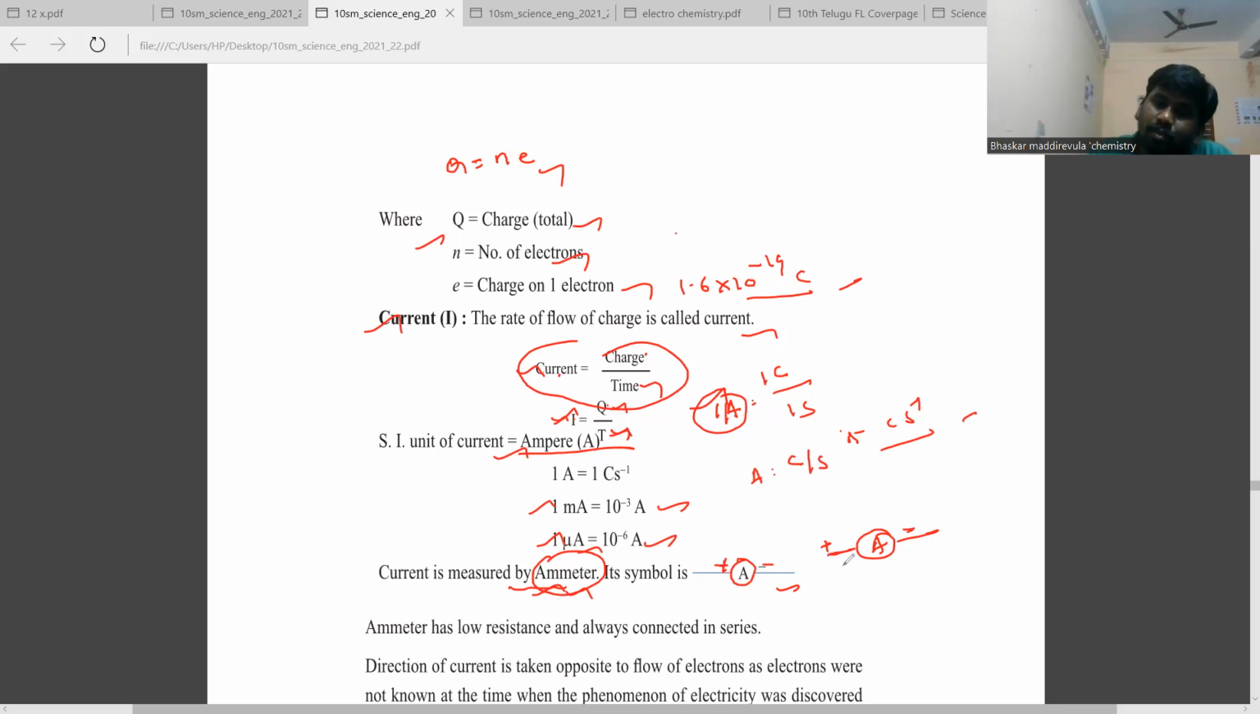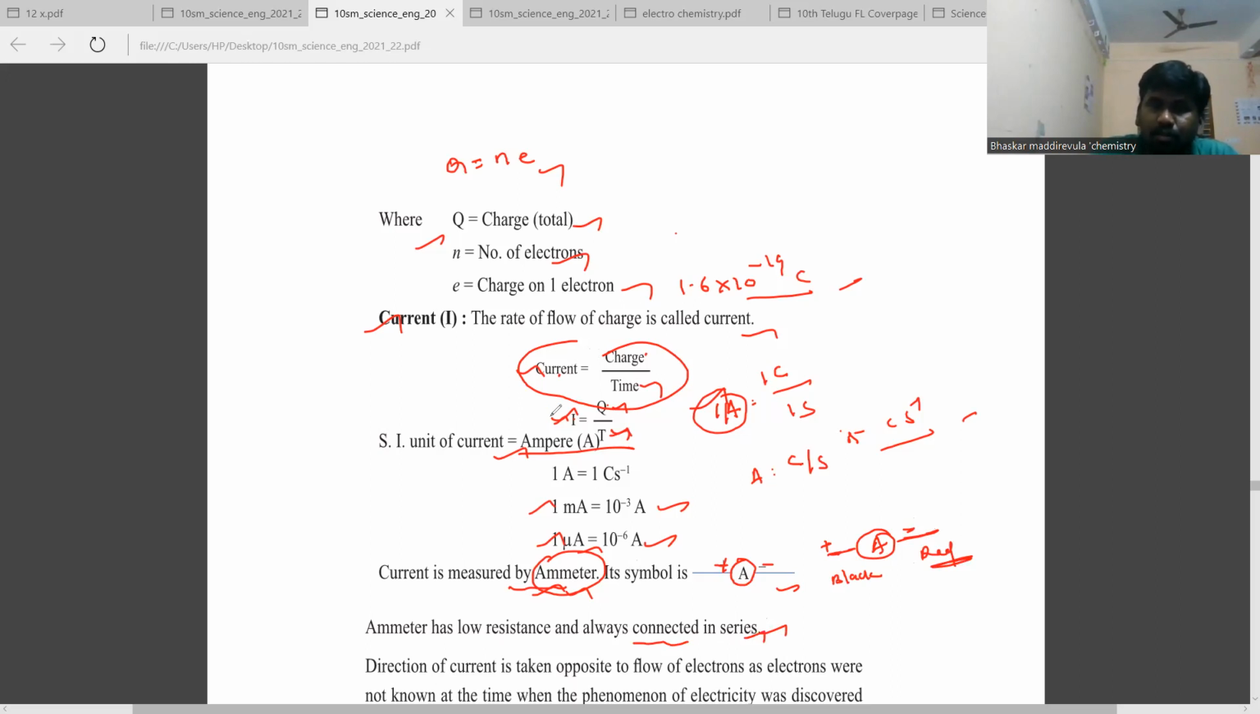In the lab, the positive terminal is coated with black color, and the negative terminal is coated with red color. Black is positive, red is negative. Next, an ammeter has a low resistance and is always connected in series. Suppose you want to find the current in a circuit, you always have to connect the ammeter in series. Keep this in mind.